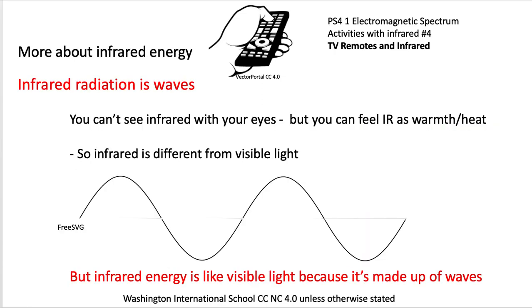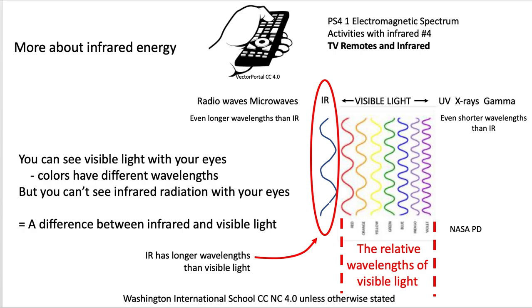What we do know about infrared is that it's made up of waves. So it's going to be similar to visible light. But you can't see infrared with your eyes, but you can feel its warmth, like the heating element in an oven, and actually you see that as red, but that isn't the infrared, that is red light.